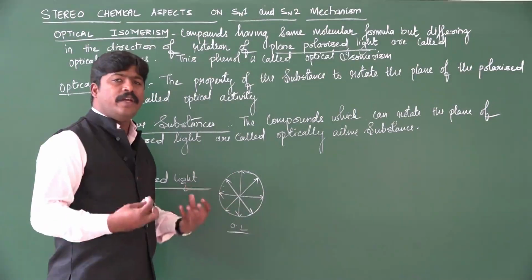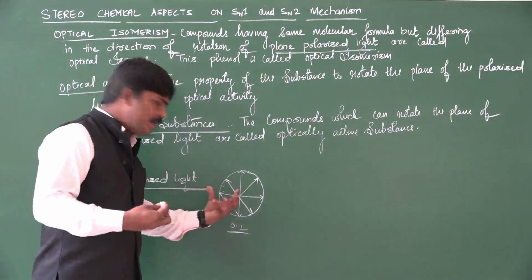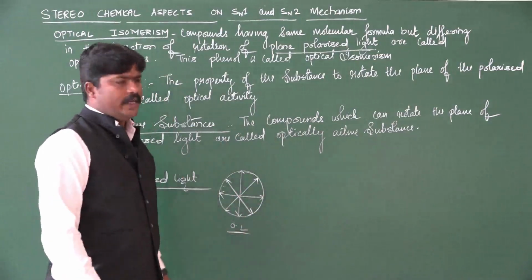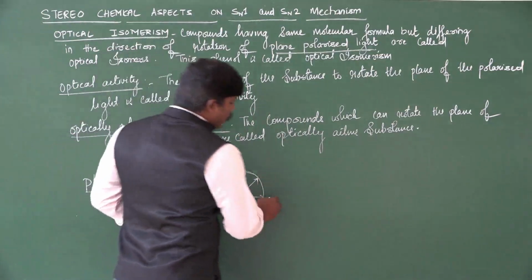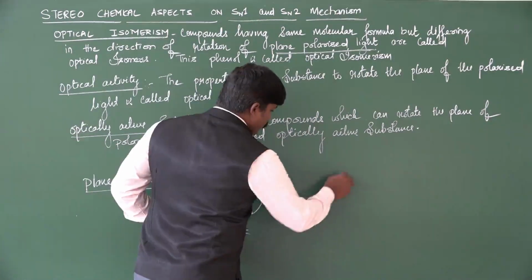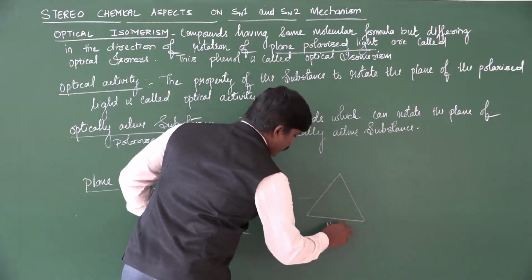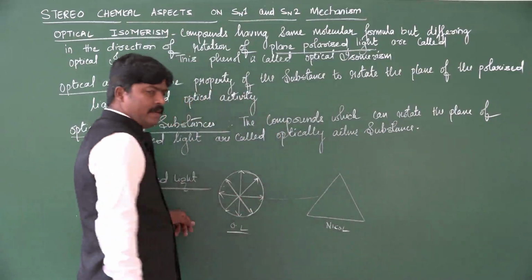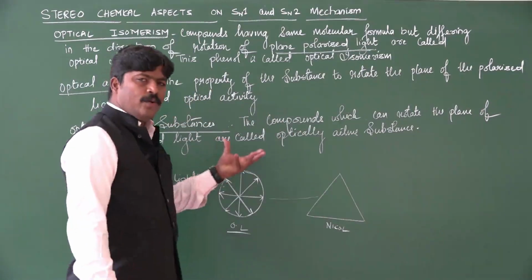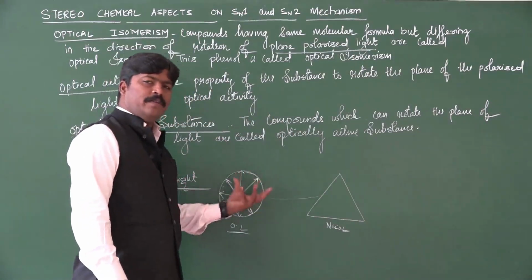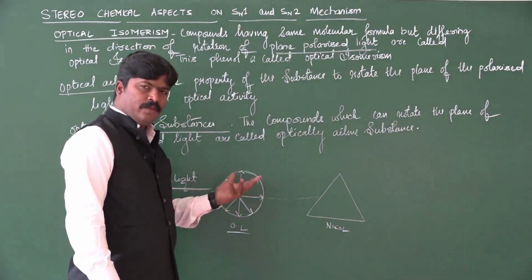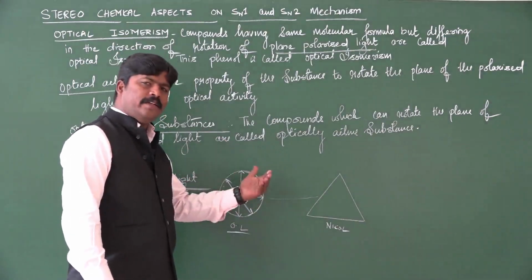So, I must get a plane polarized light. I will show the difference between ordinary light and plane polarized light. I pass this light through a nickel prism. Of course, we will not discuss what exactly happens inside; physics will teach us what happens there. When light passes from one medium to another medium, there is a change.